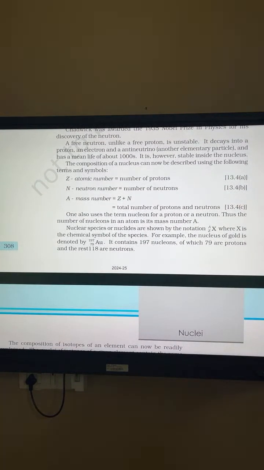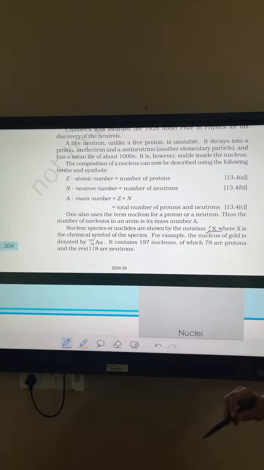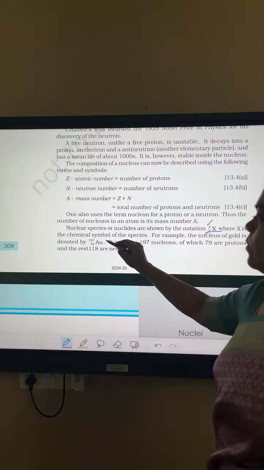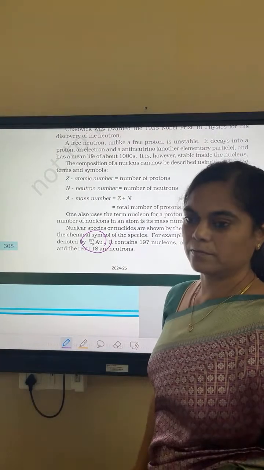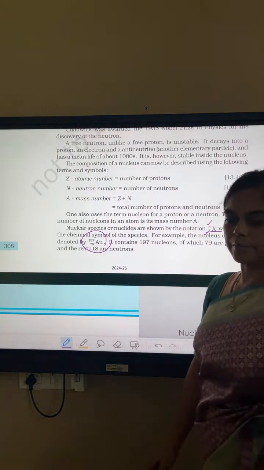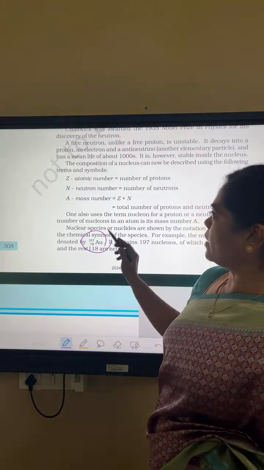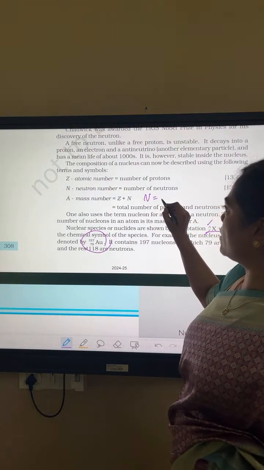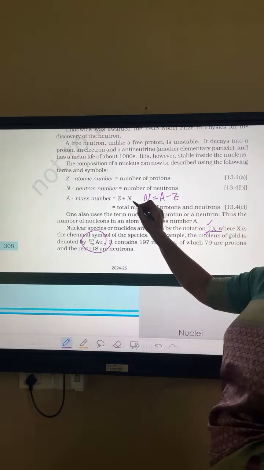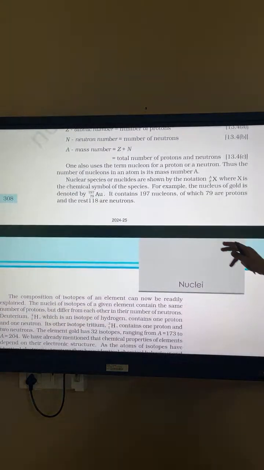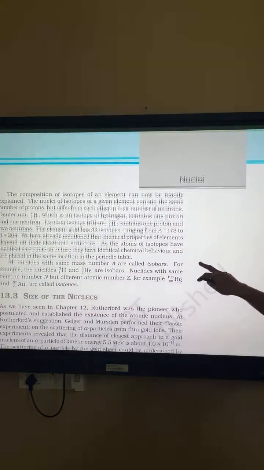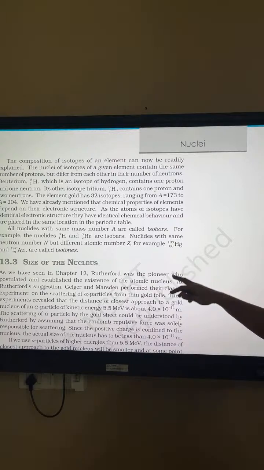Is it clear for you? How do you represent an element like this? Mass number will be at the top, atomic number at the bottom. Like this only you can address the element. What is Au? Gold. It's not silver, Ag. So we can represent the number of neutrons as A minus Z from this formula. So you can calculate the neutrons here. So all these are explained.